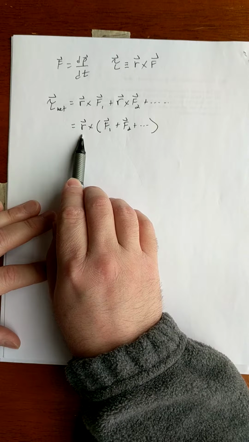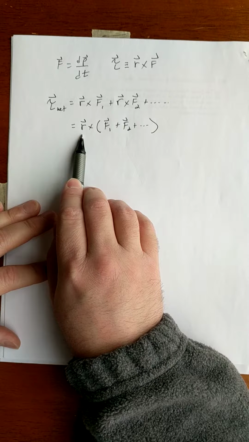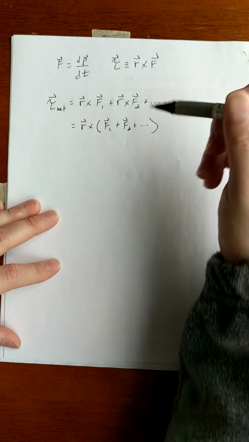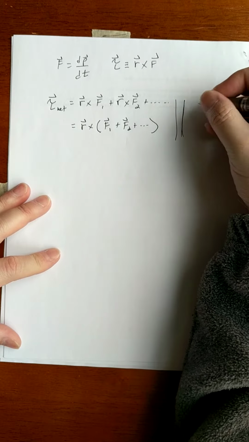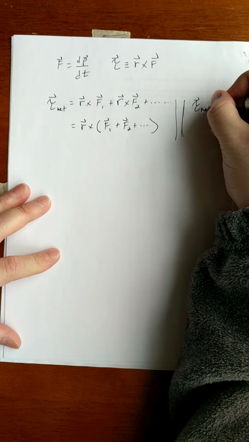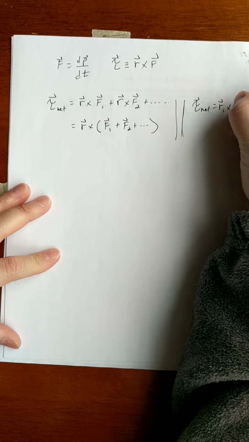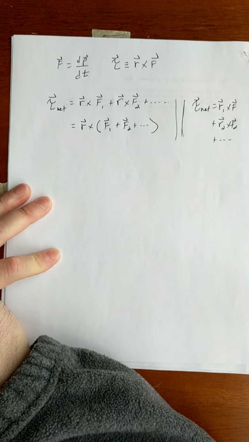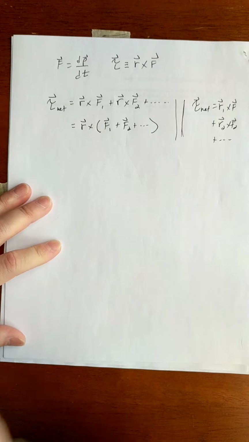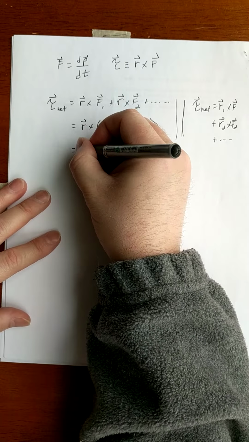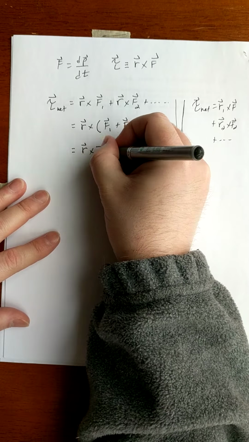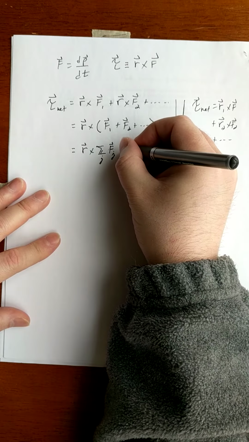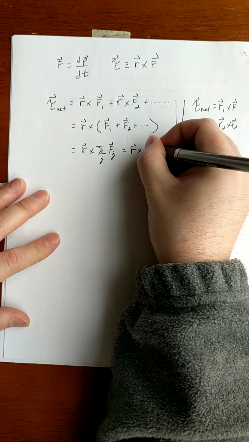Okay, so when we have different forces being applied to an object at different points, we have to calculate each individual torque and then add them up. So the more general version of this would be torque net equals R1 cross F1 plus R2 cross F2 out to however many there are. Okay, but we're going to take a simplification here. So we have R cross sum over j of Fj equals R cross F net.